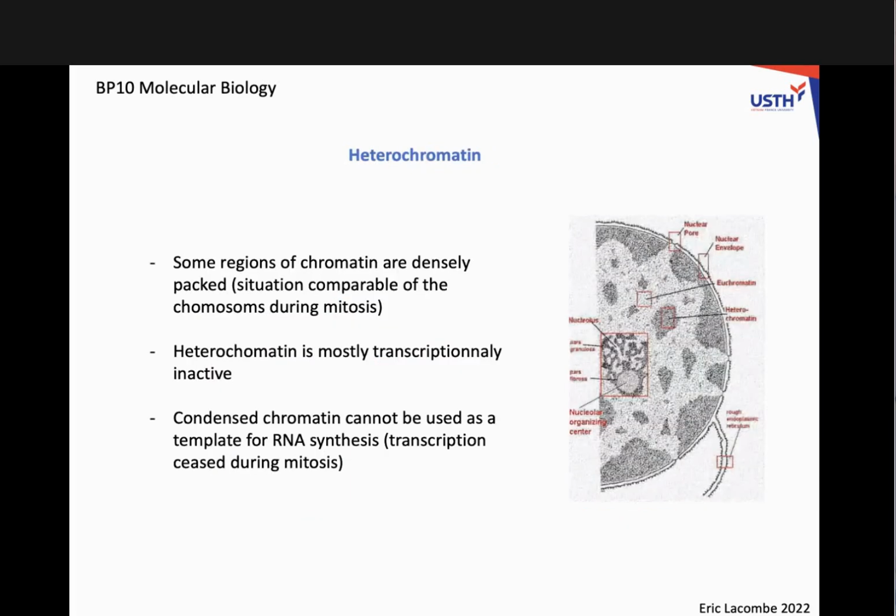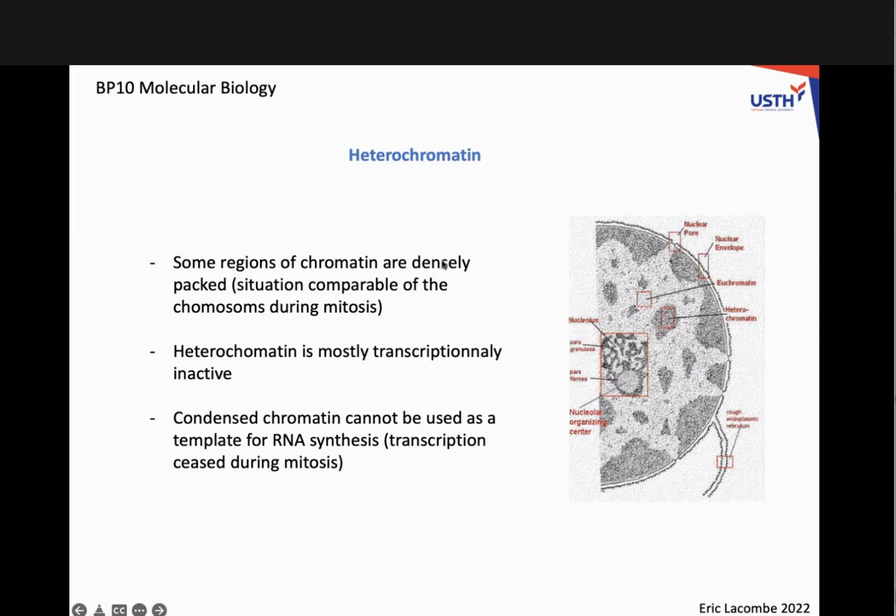Okay, so what is heterochromatin? Heterochromatin is extremely densely packed. This is a very similar picture. Here we see very clearly some heterochromatic regions, and here as well. That's electron microscopy of a nucleus as well. So heterochromatin, the key point to remember: extremely packed.